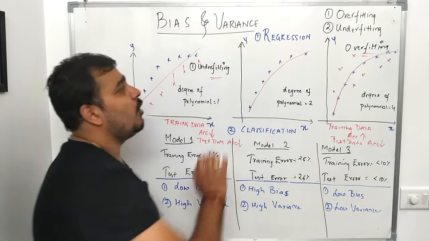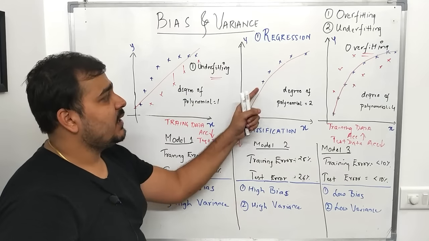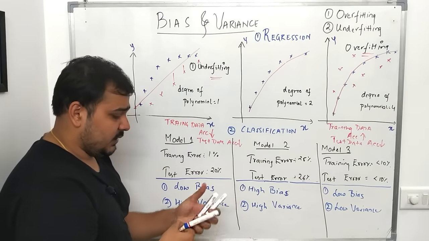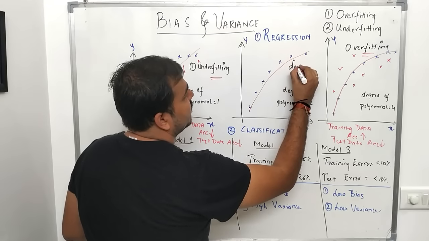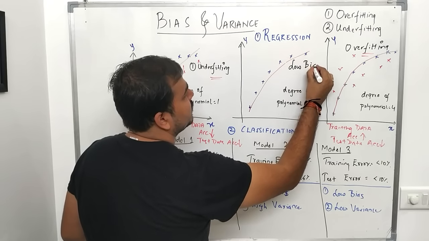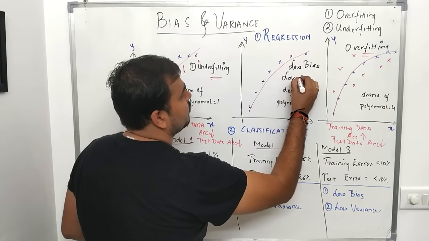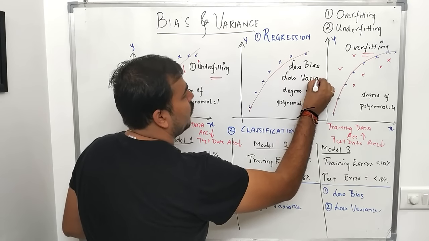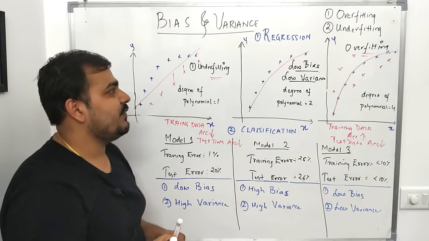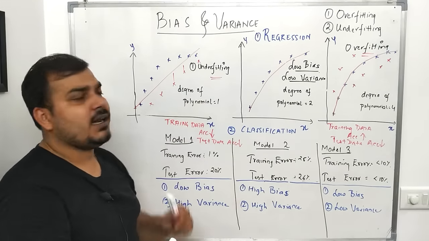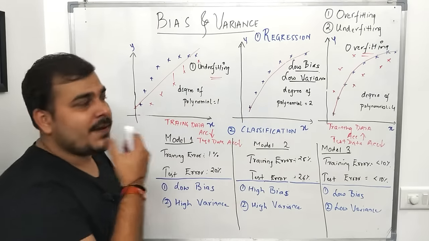And in this particular model, you can understand, guys, this model is basically giving us low bias, low variance. Low bias and low variance. Now let's discuss this. What is bias and variance? I've just told you about overfitting and underfitting, but what about bias and variance? Now let's go over here.